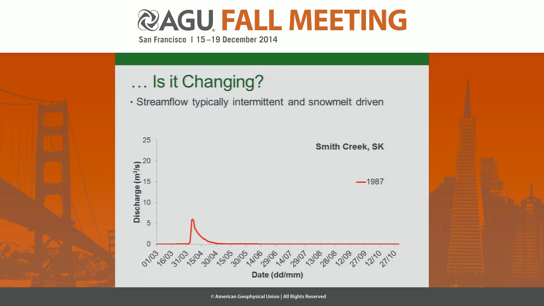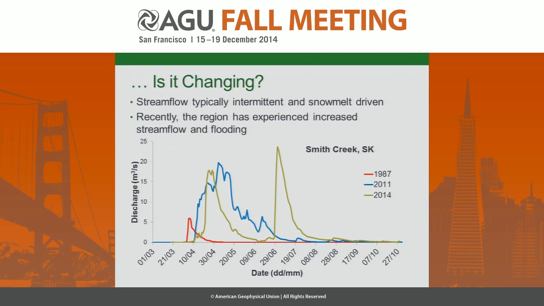So here is a typical streamflow hydrograph for a Canadian prairie catchment. As you can see, streamflow peaks in spring during snowmelt and then recedes to zero flow for the remainder of the summer due to a lack of inputs. But things seem to be changing a bit.